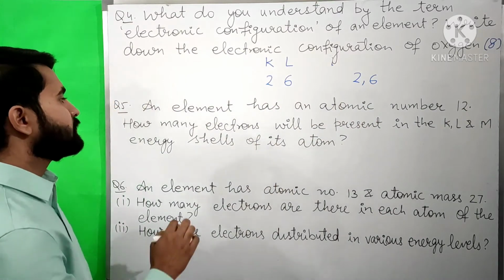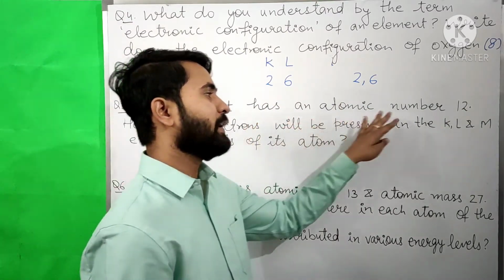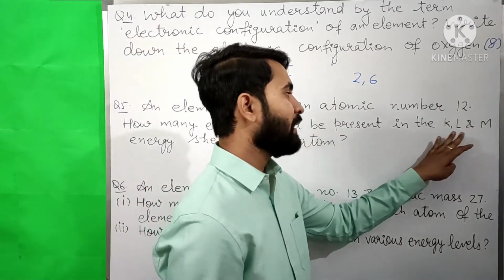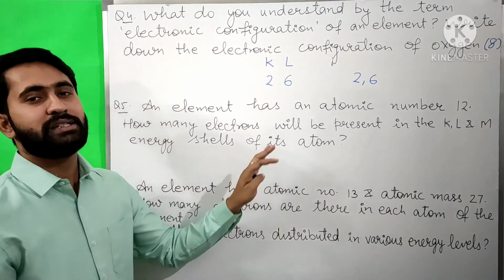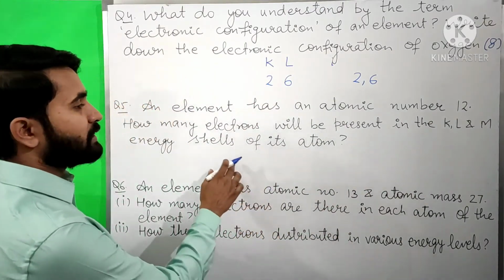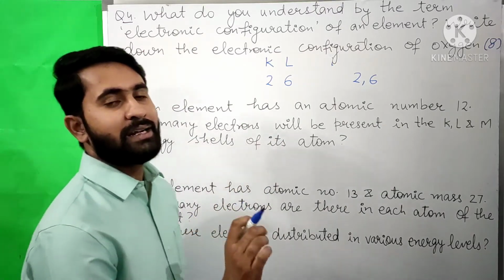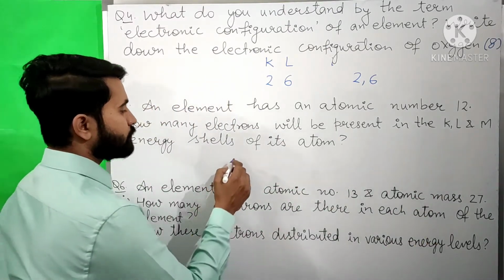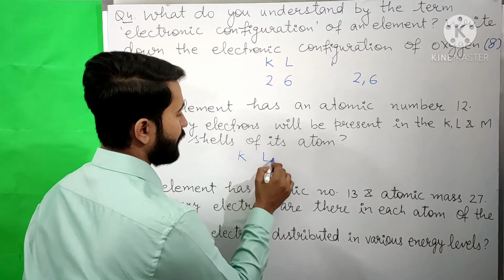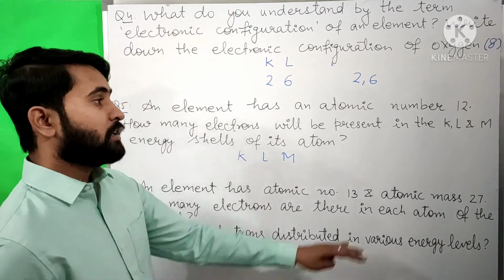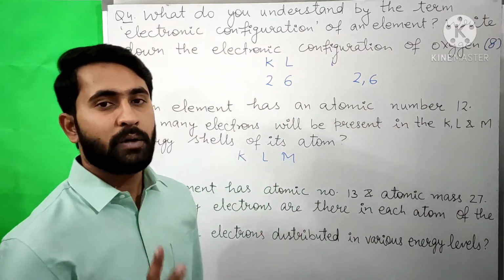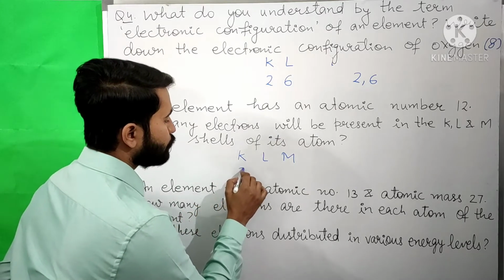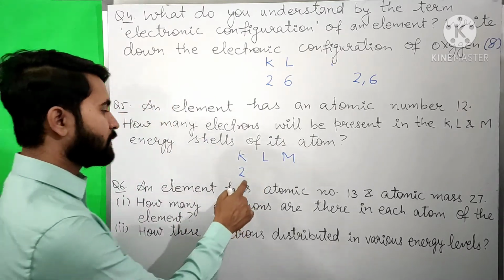Now the next question is, an element has an atomic number 12. How many electrons will be present in the K, L and M energy shells of its atom? Now we have to write the electronic configuration, then only we can tell how many electrons are there in the K shell, L shell and M shell. So first of all we will write here K, L, M. Now the atomic number is 12, so the number of electrons in that atom will also be 12. So first of all 2 electrons will be accommodated in the K shell.